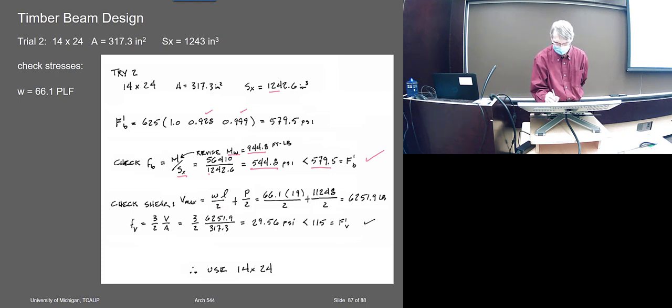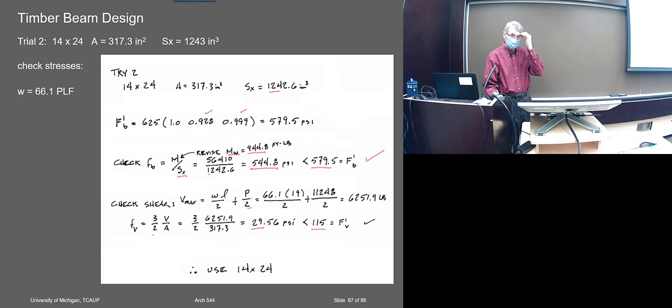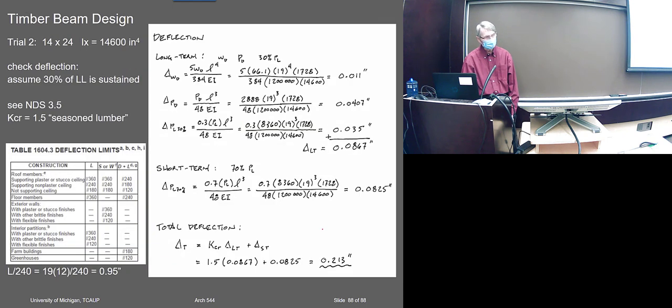This would just be the end reactions, right? WL over 2, and the dominant one is this, so it's almost the same as the D distance out, but still, that would be the max, and it's only 29, and you've got 151 allowable, so okay, that one makes it.